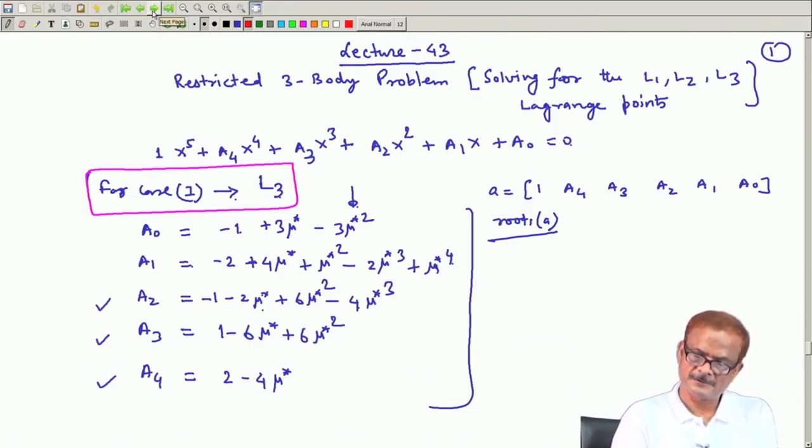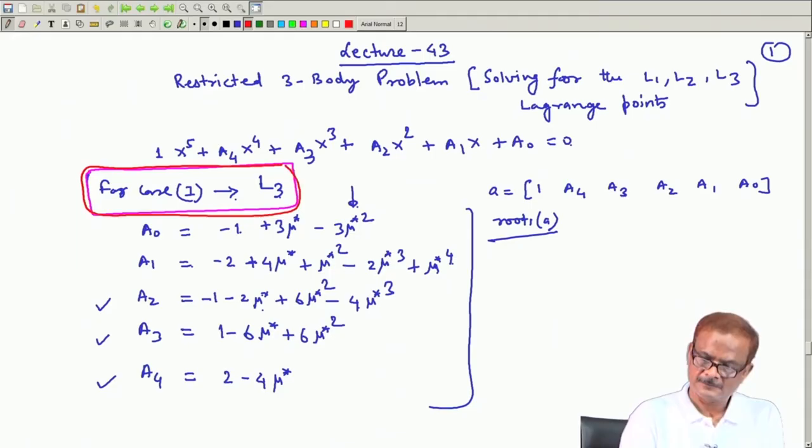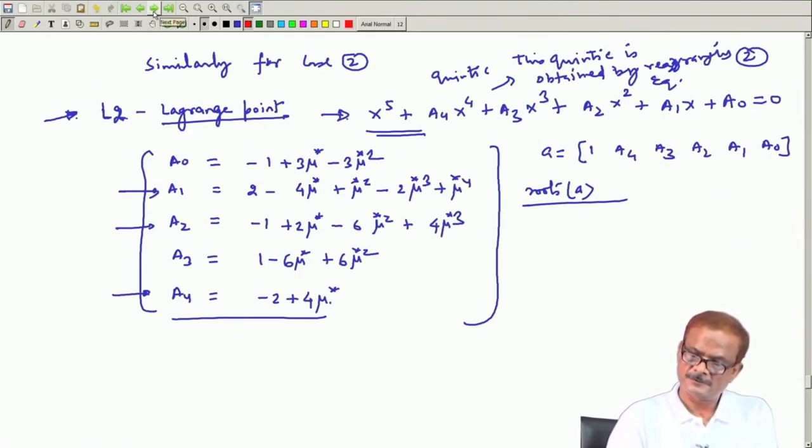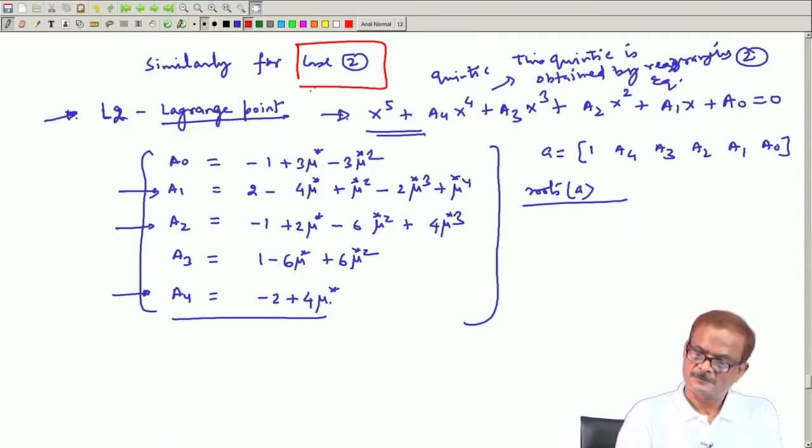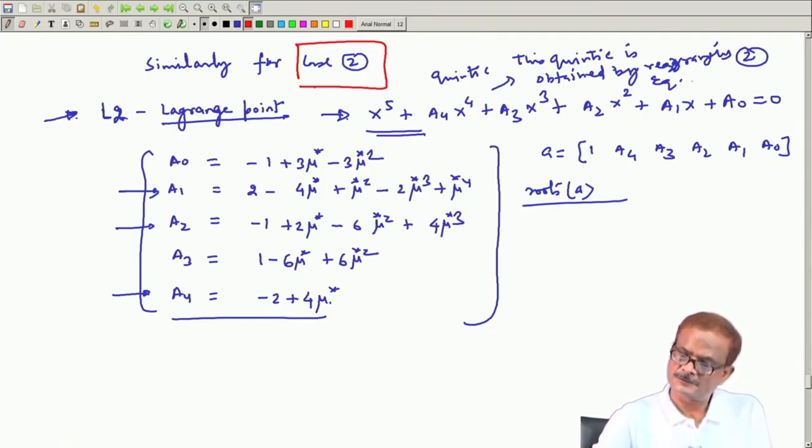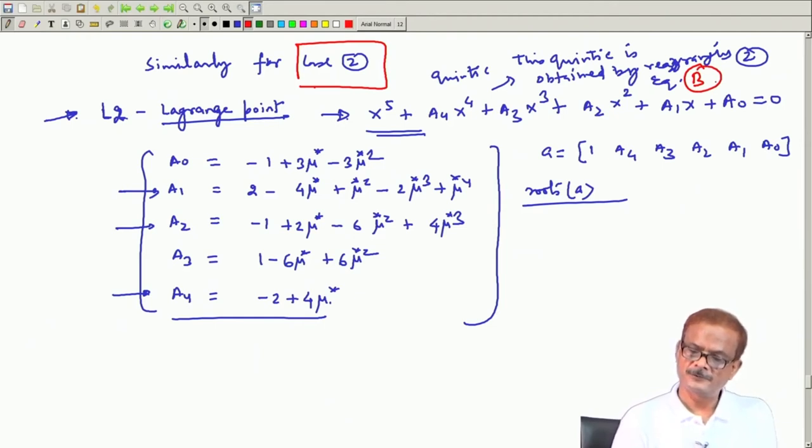Here in this case, for L3, equation A, this quintic, is used. For case 2, quintic equation B is used. From B we obtain this.